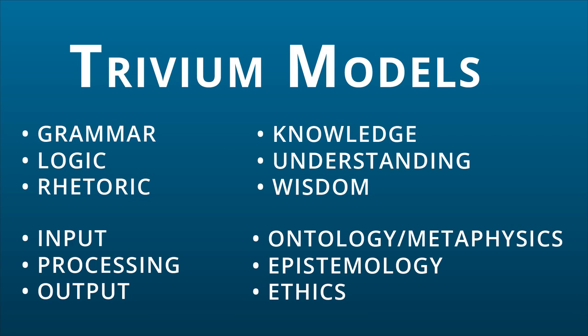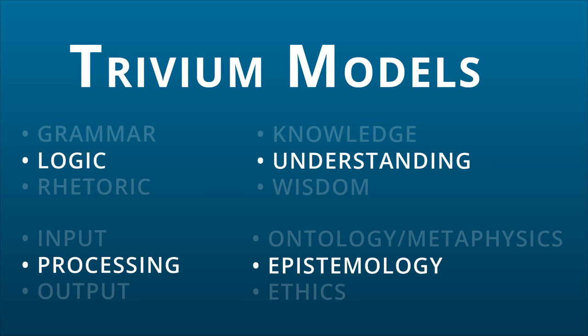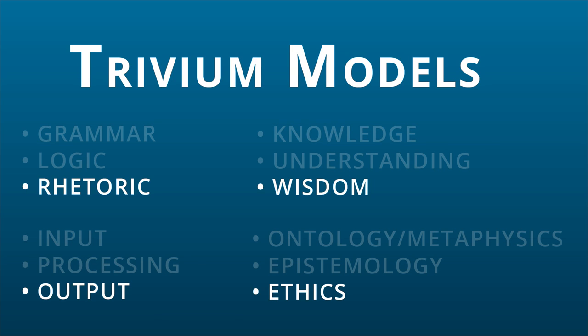The positions in each model refer to the same aspect of the Trinity, such that the Trivium method can be looked at as following these three steps, each having word symbols that represent what is happening. The first part is grammar, input, knowledge, or ontology. The second part is logic, processing, understanding, or epistemology. And the third and final part is rhetoric, output, wisdom, or ethics.